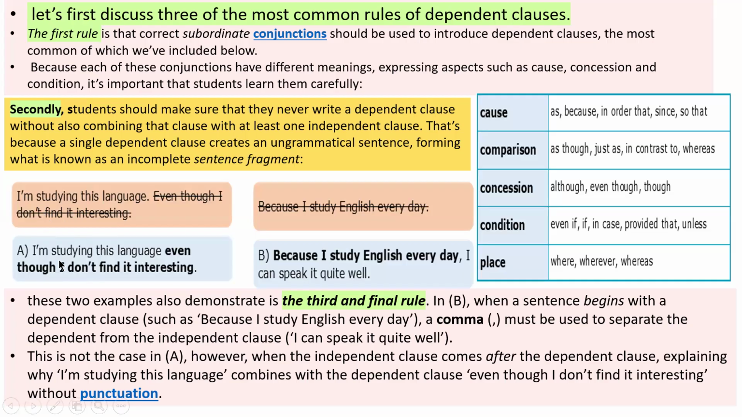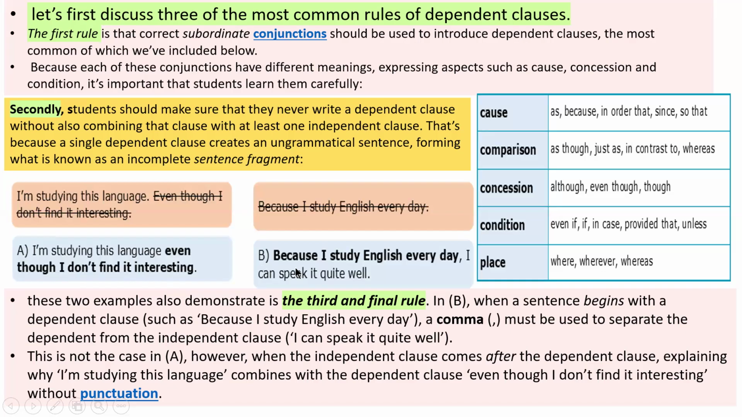This is not the case in the second example. I am studying this language even though I don't find it interesting. So this is not true here. However, when the independent clause comes first, explaining why I am studying this language, and combines with the dependent clause, even though I don't find it interesting, there is no punctuation. I am studying this language is an independent clause, followed by a dependent clause. So in this sentence, there is no use of a comma.